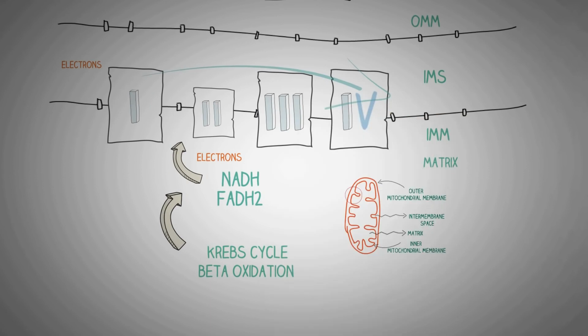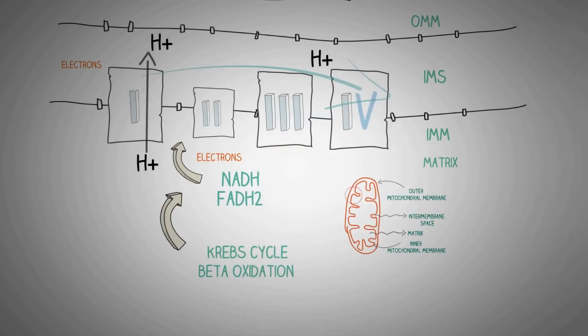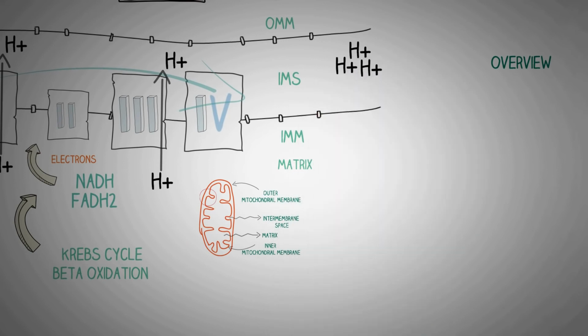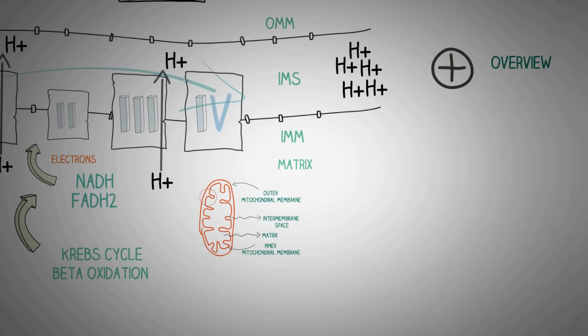This energy is utilized in pumping hydrogen ions into the intermembrane space from the matrix of the mitochondria. This continuous pumping causes a higher concentration of hydrogen ions in the intermembrane space as compared to the matrix of the mitochondria. This generates a positive charge in the intermembrane space and a negative charge in the matrix. This is called the electrochemical gradient.